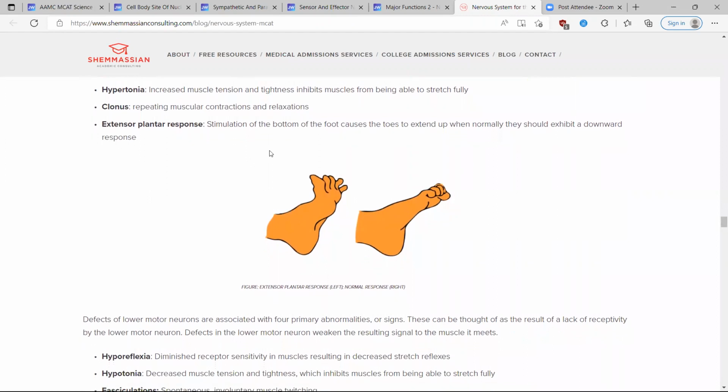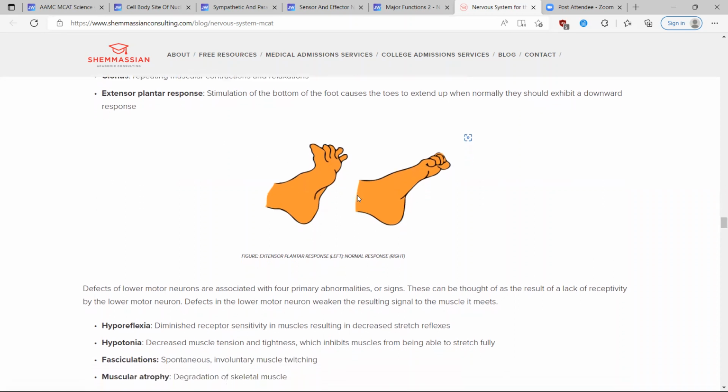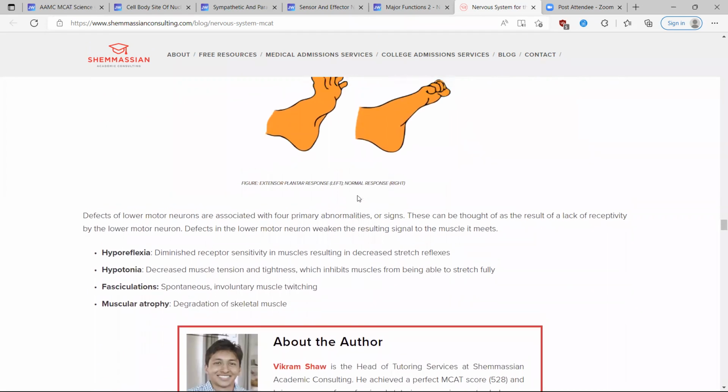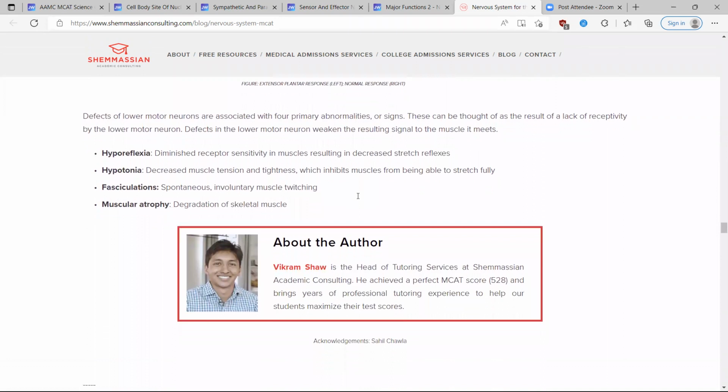And then you also have this extensor plantar response, where if you touch the bottom of the foot, they should curl down normally, but instead you touch the bottom of the foot and they extend up. It's actually really interesting if you go on YouTube and look up these reflexes. They do it for babies when they're born to test their reflexes, and you can see the typical and the abnormal responses to these tests.